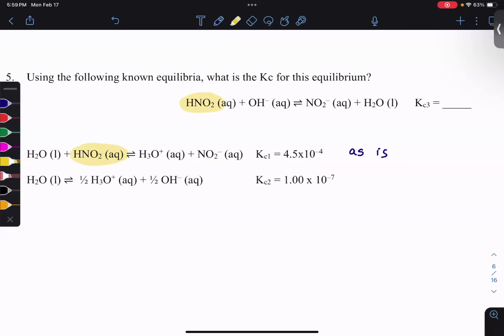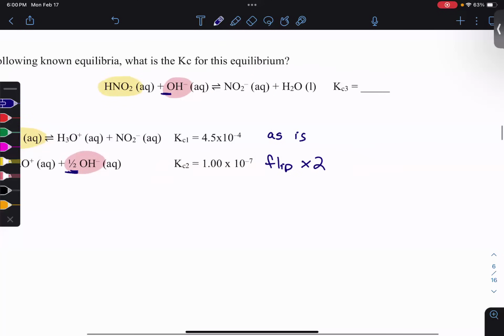Next. What else is there? It looks like hydroxide. Hydroxide's in that second reaction. So notice here, is the hydroxide in the given reaction on the right side? No. So we need to flip it. Is it in the right number? No. So what do we got to do? Multiply by 2. And then that will make the 1/2 be 1, and then everything will be on the right side, and then we can add everything up.